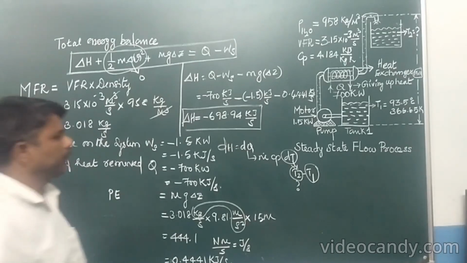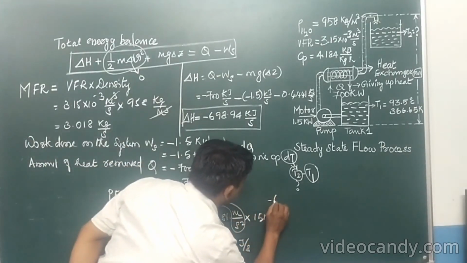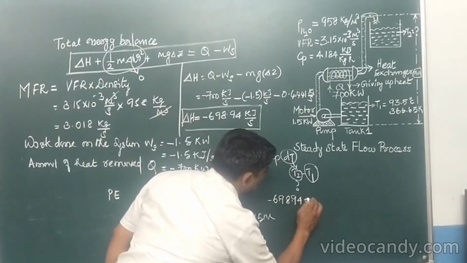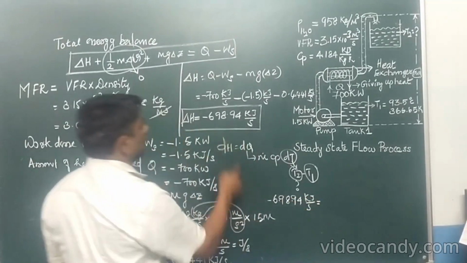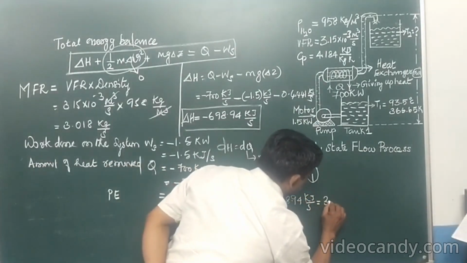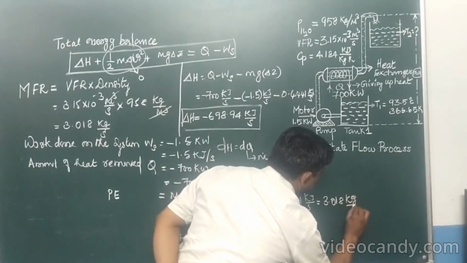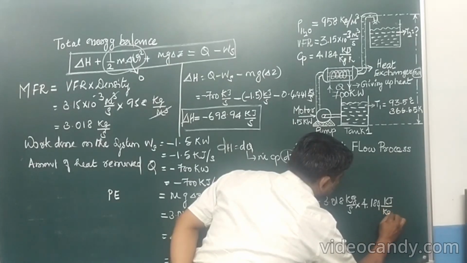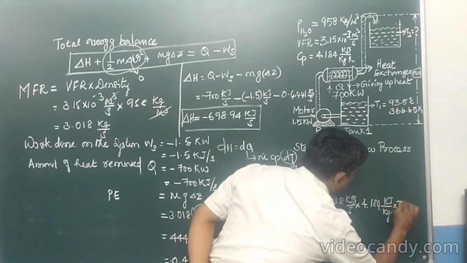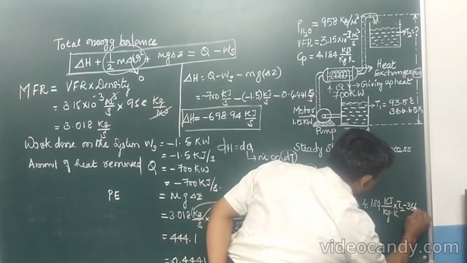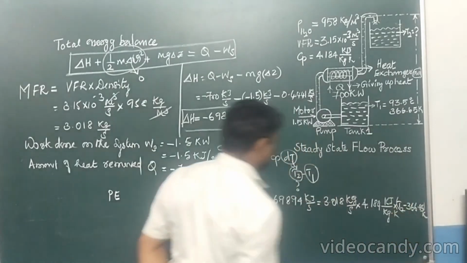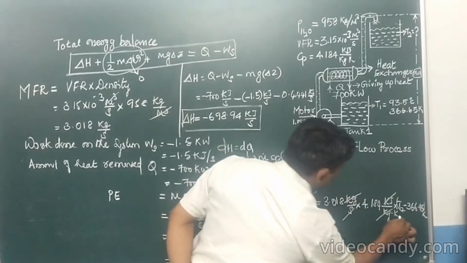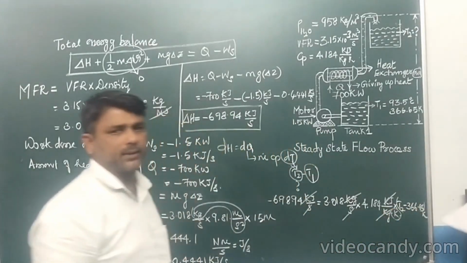Now I am going to find the value of T2. So dH is equal to minus 698.94 kilojoules per second, equal to mass flow rate of water m dot, 3.018 kg per second, into Cp of water, 4.184 kilojoules per kg Kelvin, into T2 minus 366.65 Kelvin. So kg gets cancelled, kilojoules gets cancelled, second gets cancelled. The remaining thing is Kelvin minus Kelvin. So the answer becomes minus Kelvin.